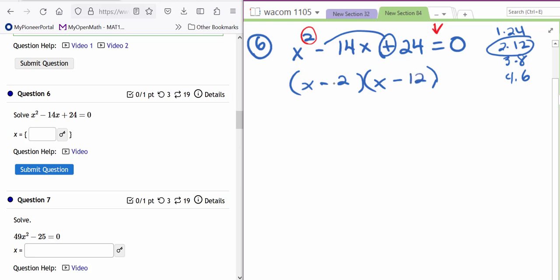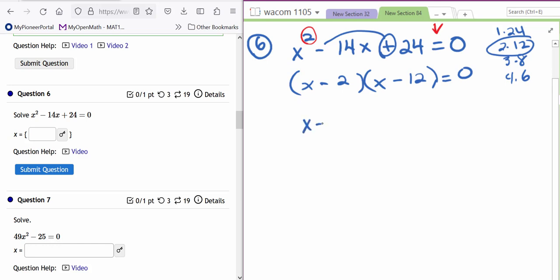And your order doesn't matter. If you put the 12 here and the 2 there, it doesn't matter. Right? Double check. I'm not going to write the check, but I'm just going to check. So in my head, minus 12x minus 2x is minus 14x. It would be in the way. That's why I did not. But you need to check.